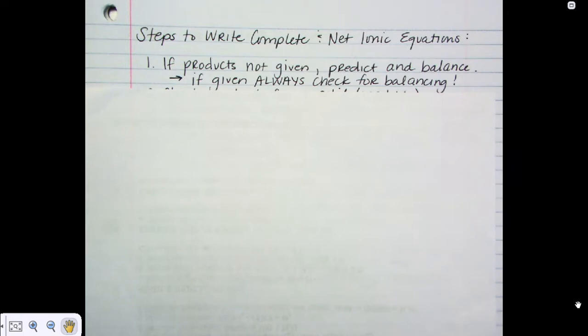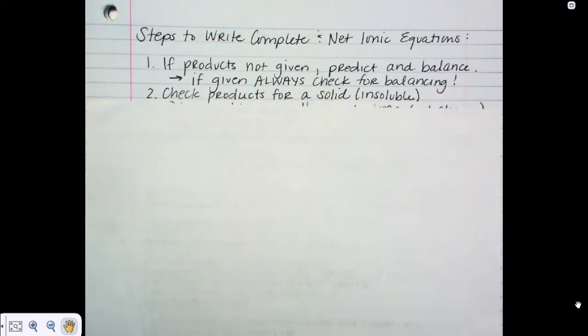Sometimes you just have reactants and you have to do what we just did and predict the products. Always, if the products are given, always double check to make sure that it's balanced. That is something I've been known to do, is give you products but not balance the equation. And if you just go on autopilot and you don't check to see if it's balanced, you end up writing your complete net ionic equation wrong because you don't have appropriate coefficients. So always check for balancing.